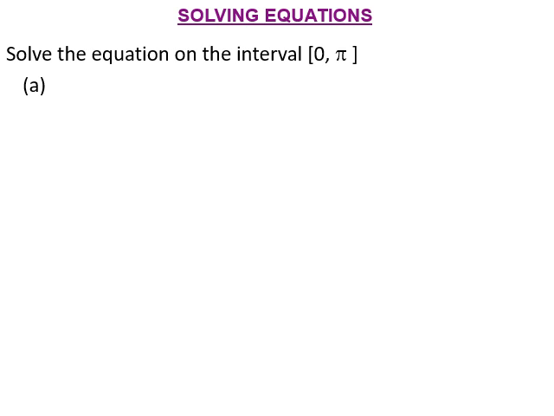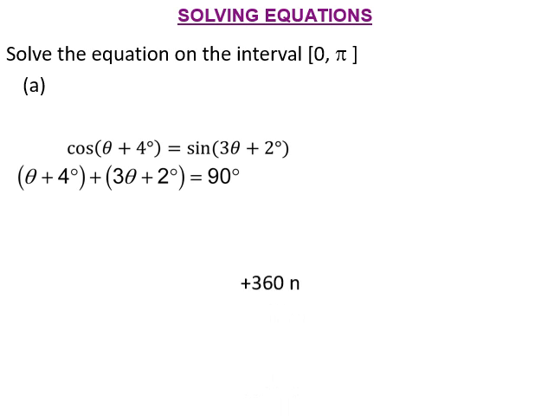Find the solution set, or solve the equation in the closed interval 0 to pi: cosine theta plus 4 equals sine 3 theta plus 2. If we need to find one solution, I'm going to say that the sum of the two angles equals 90. But if I need to find the general solution, or all the values of theta, I'm going to say that the sum or difference between them equals 90 plus 360n. Let's see the general solution first.